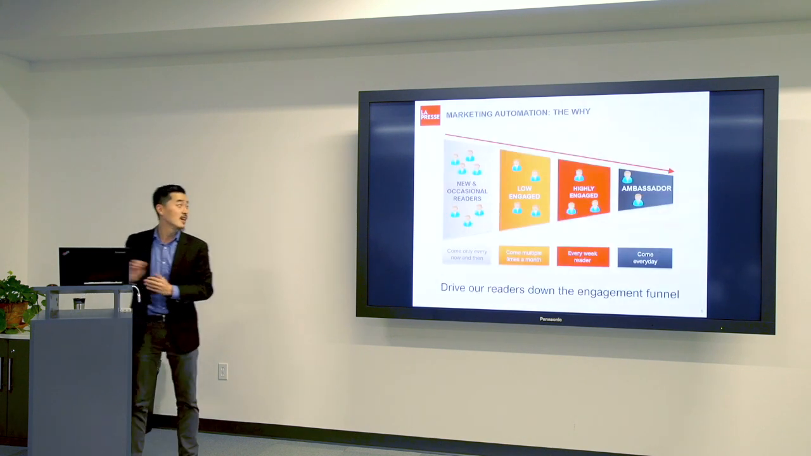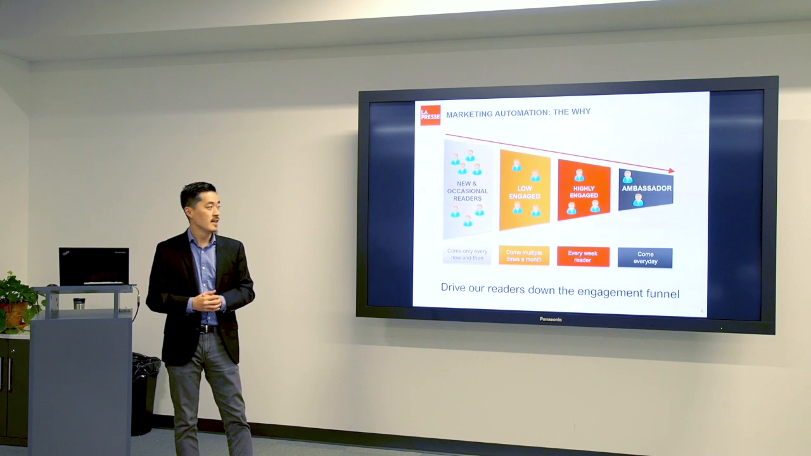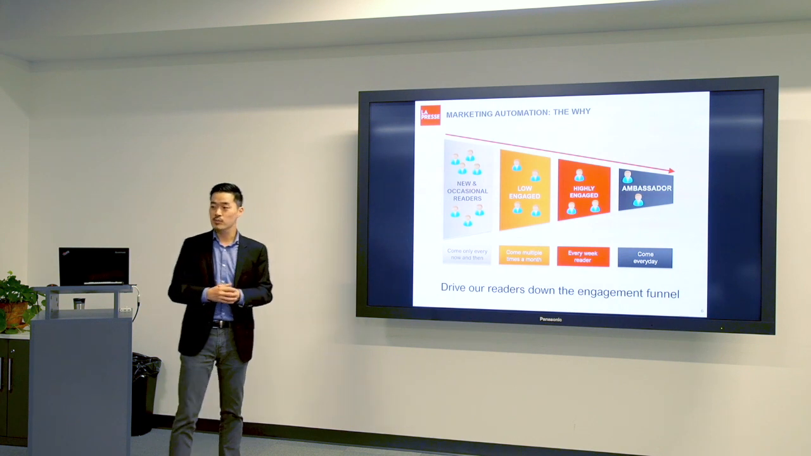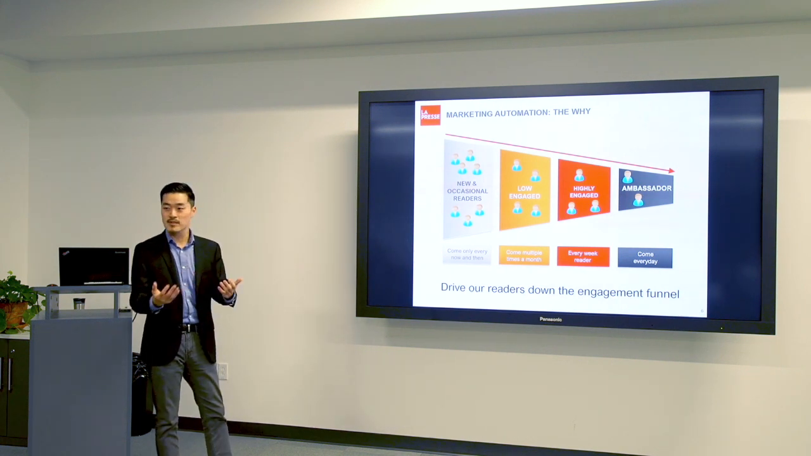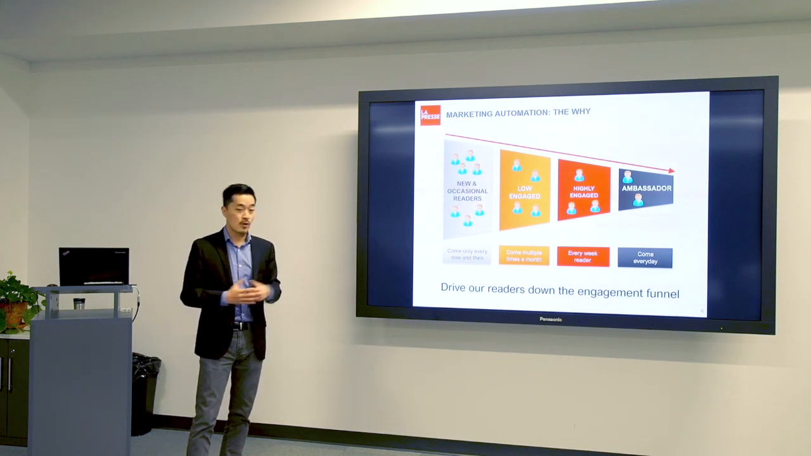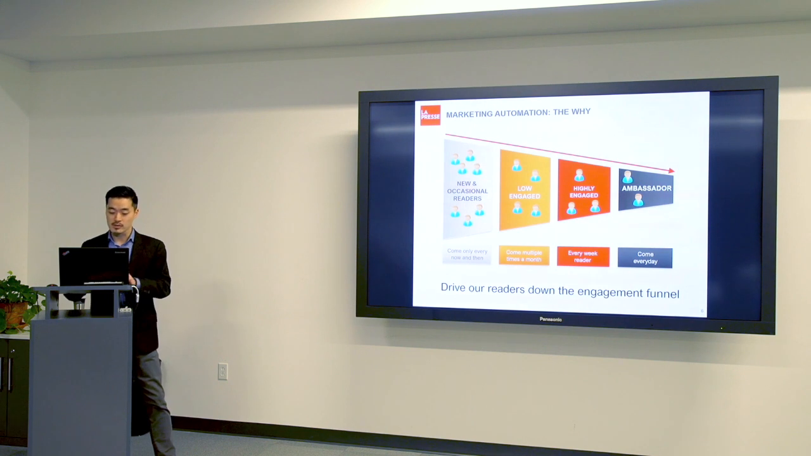Okay, let's start with the why. Obviously, this is from the marketing standpoint. We're trying to drive our readers through our engagement funnel. The way we classify our customers is in terms of engagement, which is what we call the funnel. So we have it by frequency. We start, of course, with new and occasional readers, when you enter as a new reader. And our goal is to engage you with our content, of course, by suggesting and proposing some interesting content that fits your interest and your way of life, etc. So we're trying to do that so that you start from the left and go to the right into the funnel. This is the purpose of marketing automation here.